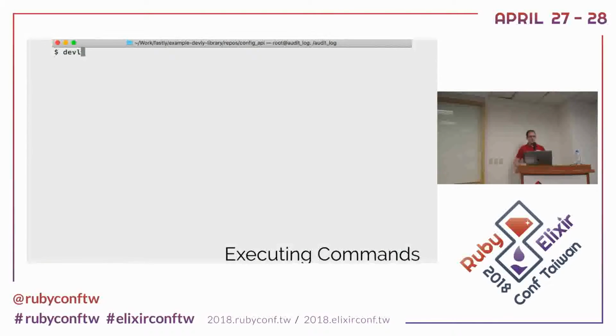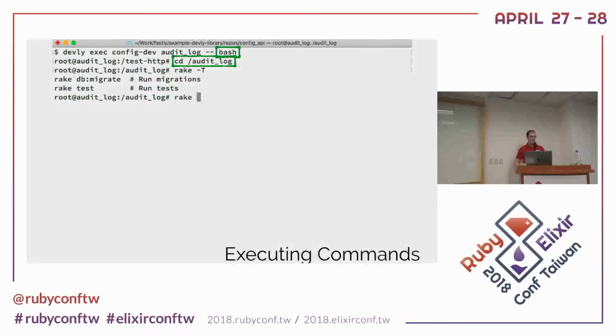Devly exec lets us run commands inside the container. We don't remember exactly how the image is laid out, so we start a bash shell so we can explore. After the shell is open, we remember to change to the audit log source directory, then check to make sure we're in the right place by running pwd. Then we run the migrations. We see the migration said it added the source column.